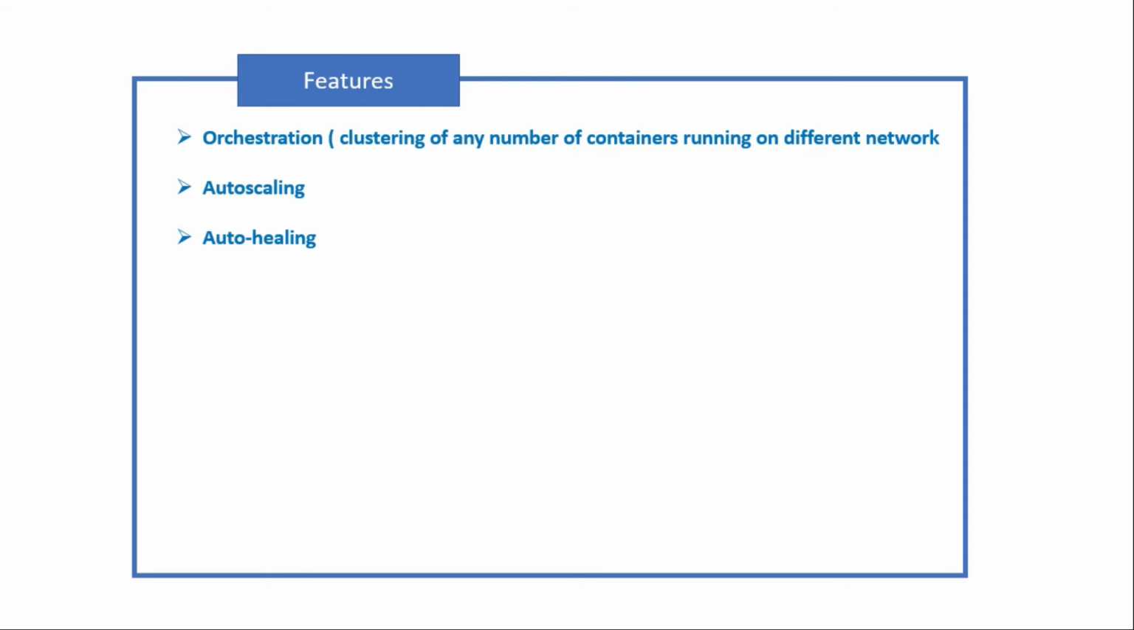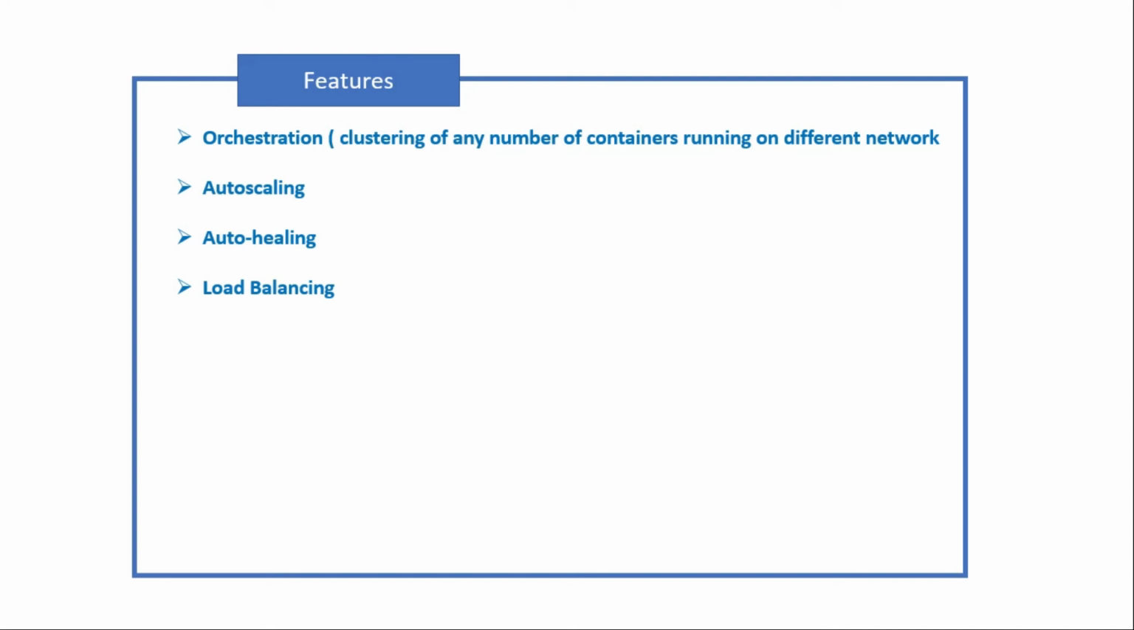Auto healing is a very important part. It checks whether containers are running or not. If any container crashes, meaning any pod crashes, it will create another pod as soon as possible, and if any container or pod is damaged, it will quickly create another container and pod as a replacement of that.